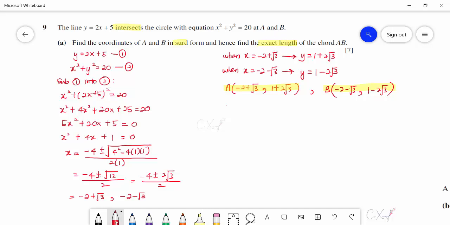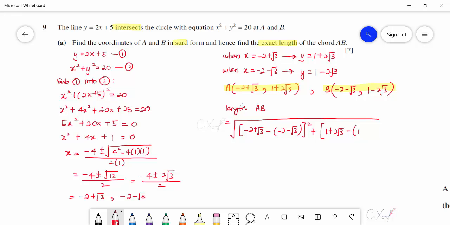So to find the length of the chord AB, we'll use the formula x1 minus x2 squared, then plus y1 minus y2 squared. So my x1 now is negative 2 plus square root 3 minus negative 2 minus square root 3. So x1 minus x2, then you square it, plus y1 minus y2. So y1 is 1 plus 2 square root 3 minus y2, which is 1 minus 2 square root 3. And then I square it also.